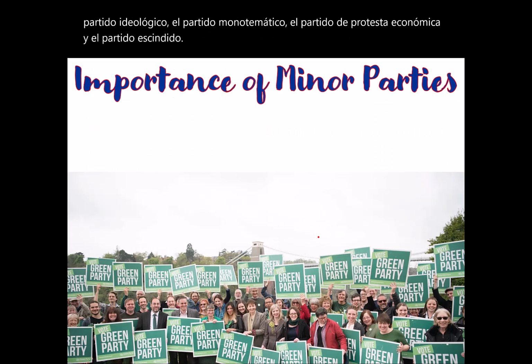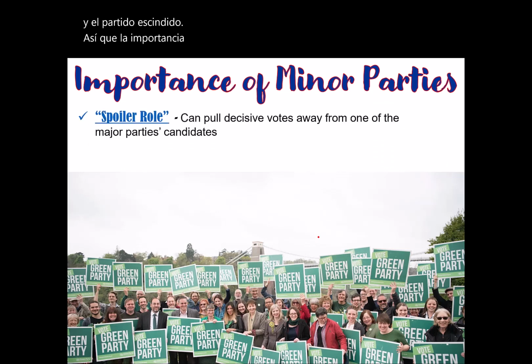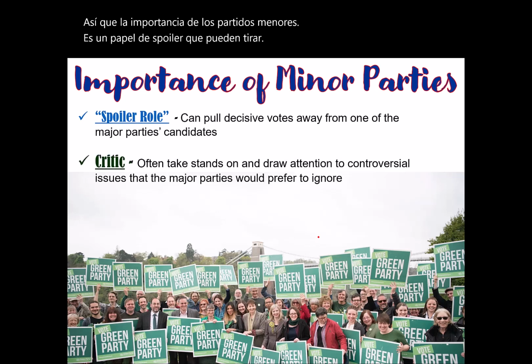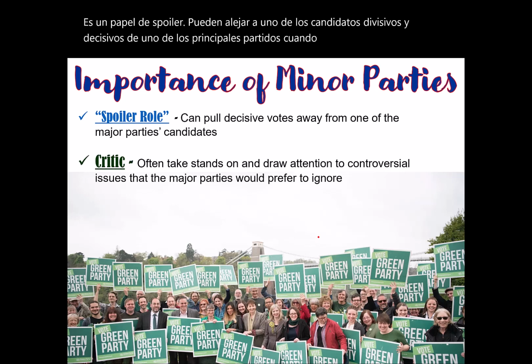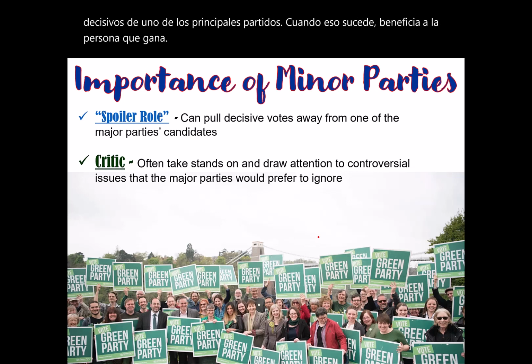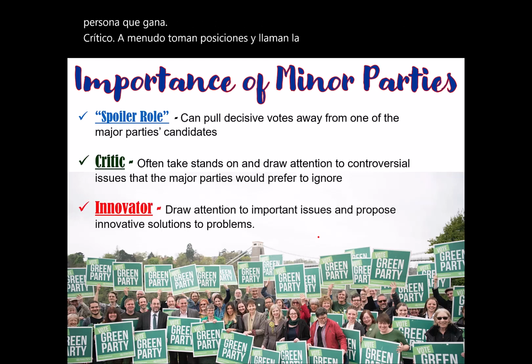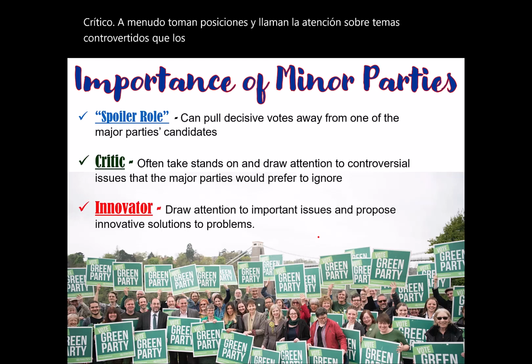So the importance of minor parties. Well, it's a spoiler role. They can pull decisive votes away from one of the major party's candidates. When that happens, it benefits the person who wins. Critic: they often take stands and draw attention to controversial issues that major parties would prefer to ignore. Innovator: draw attention to important issues and propose innovative solutions to problems.